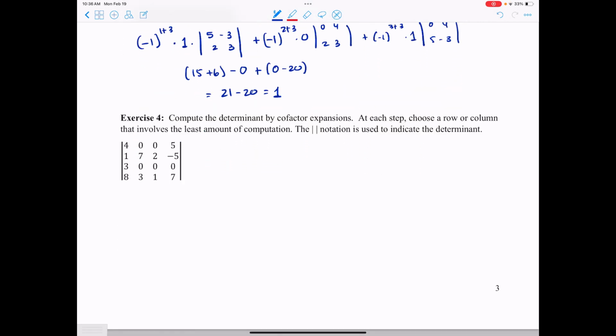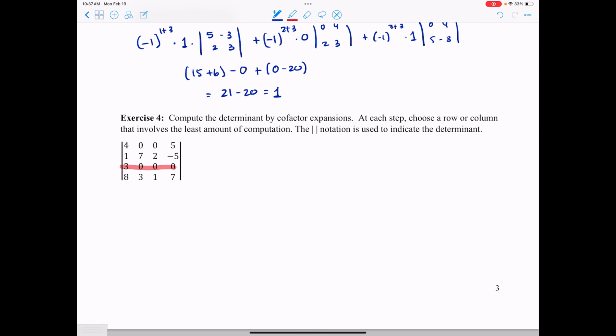So this cofactor method works for any size matrix. So here's an example of a 4x4. Notice that we can use any row or column we want, so be smart about it. So pick the one with the most zeros. So I notice that row 3 has the most zeros. That means it's going to be less computation.